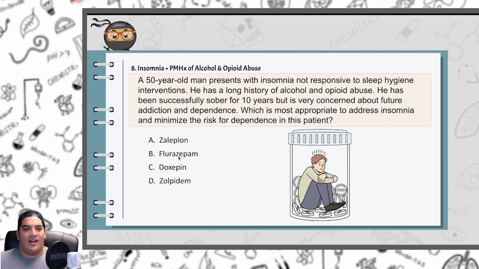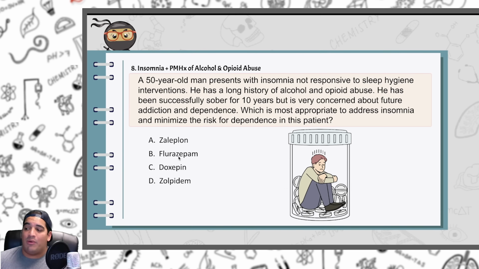A 50-year-old male presents with insomnia, not responsive to sleep hygiene interventions, has a long history of alcohol and opioid abuse, so he has abuse potential. He has been successfully sober for 10 years, congratulations, but is very concerned about future addiction and dependence, rightfully so. Which is appropriate to address insomnia and minimize the risk for dependence in this patient? Stay away from benzos, stay away from barbiturates. Those are going to be the particular options here.